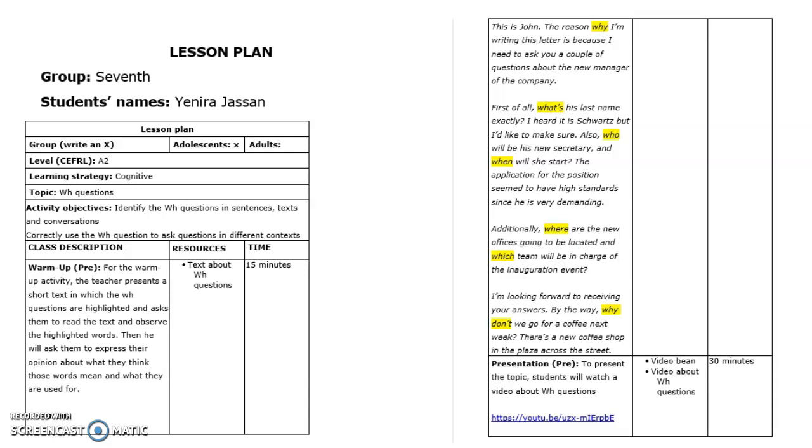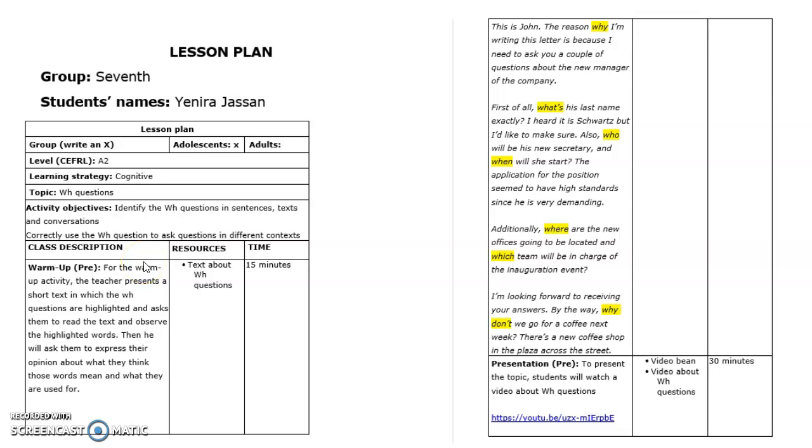In this opportunity, I'm going to explain about my lesson plan. This lesson plan is designed for students of 7th grade, and the topic is WH questions. Okay, let's start. The objectives of my lesson plan are to identify the WH questions in sentences, texts, and conversations, and to correctly use the WH questions to ask questions in different contexts.